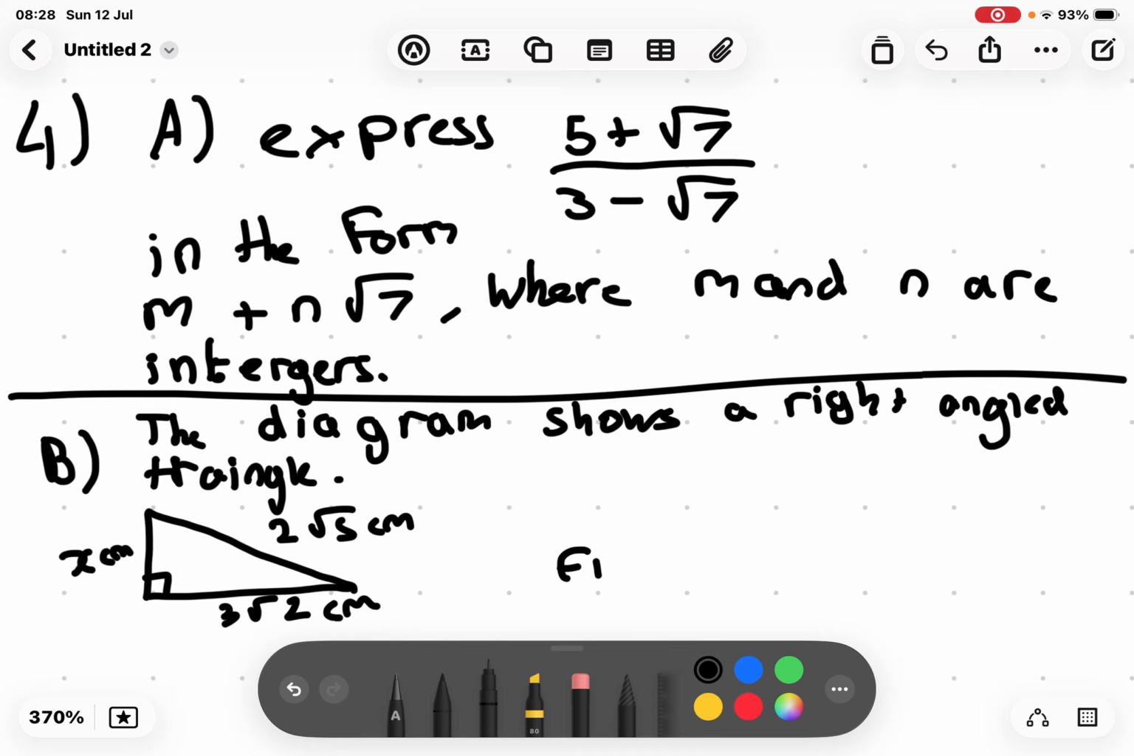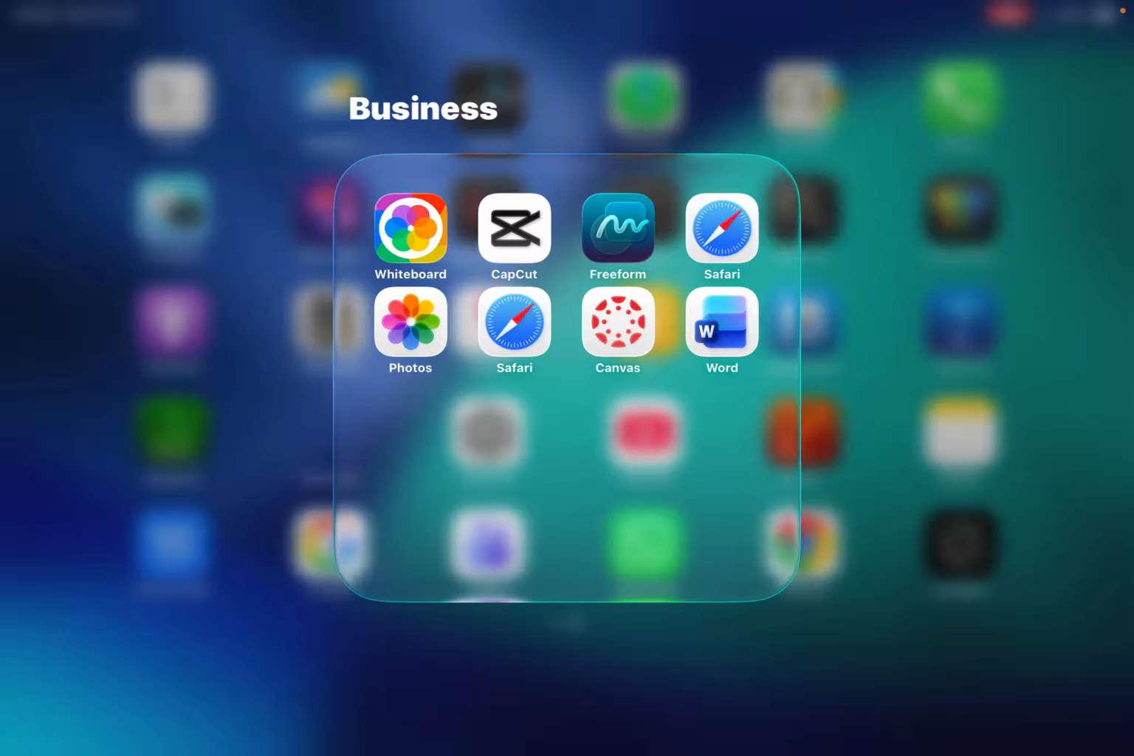And find x. It does say the hypotenuse has length of blah blah blah blah blah blah. However, I don't want to waste my time writing all that because all the information is right here, guys.